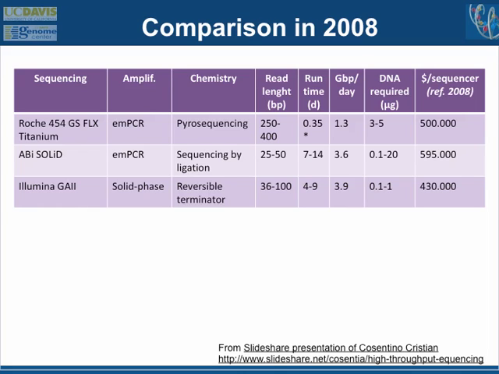The runtime: with Roche, it takes you a couple of days to make the libraries and to do the emulsion PCR, but the run of the machine only takes a few hours. Whereas if you're trying to do long reads with Illumina sequencing, it can take days, and so can the ABI Solid. The total amount of DNA you get per day and per dollar is a lot better for the Illumina sequencing than the other methods.